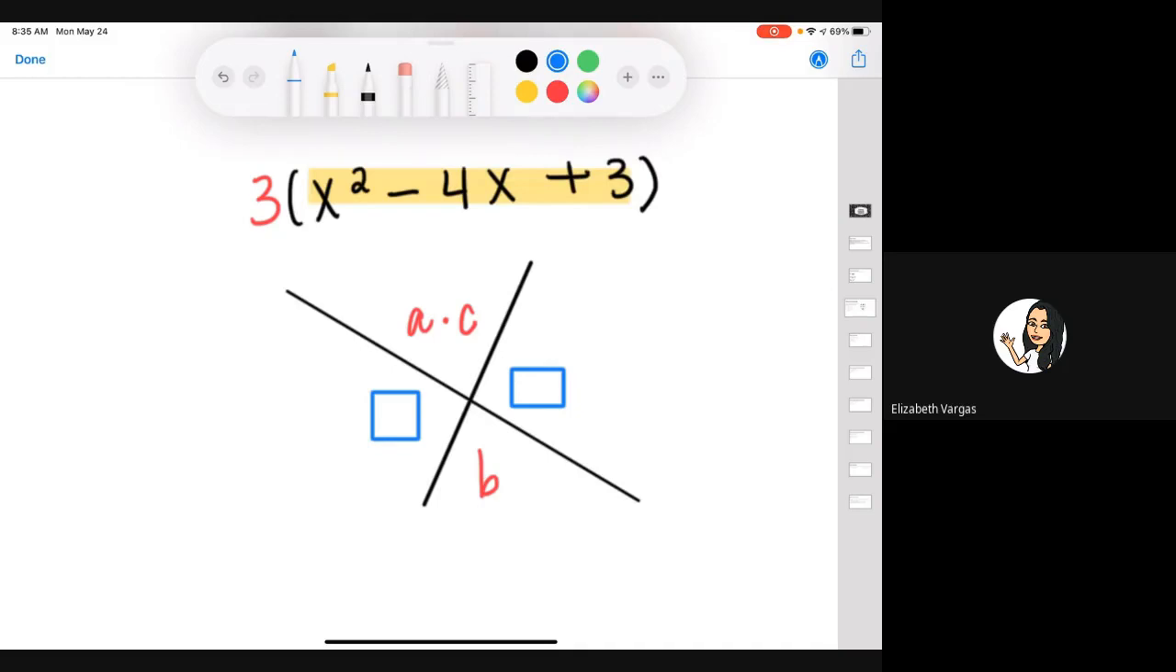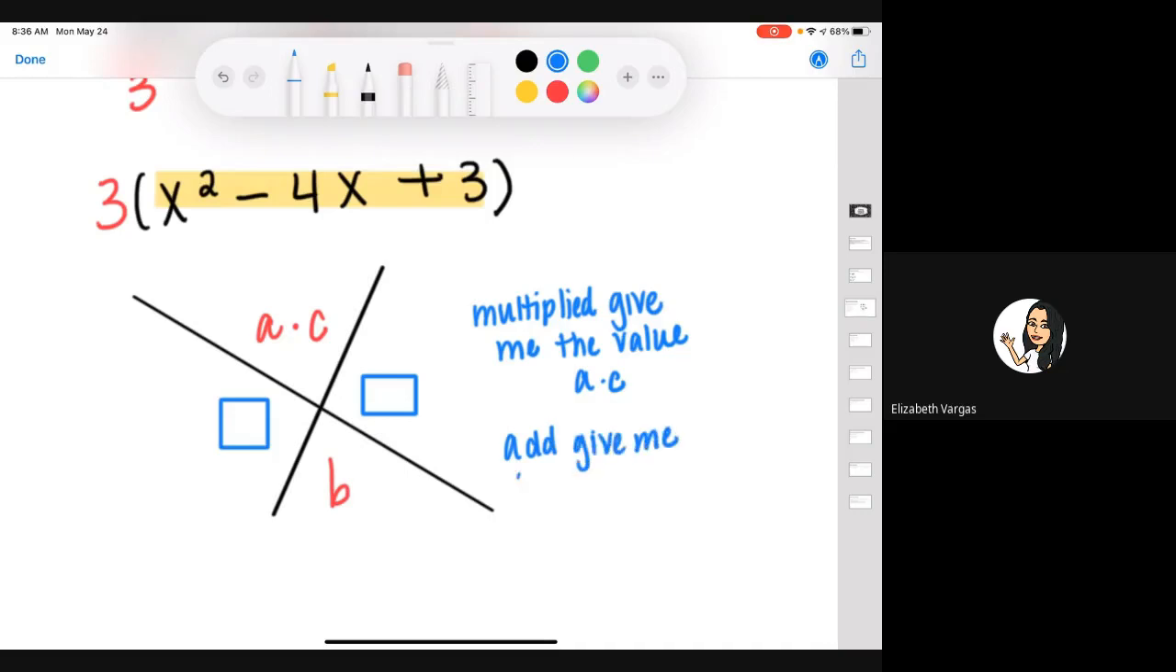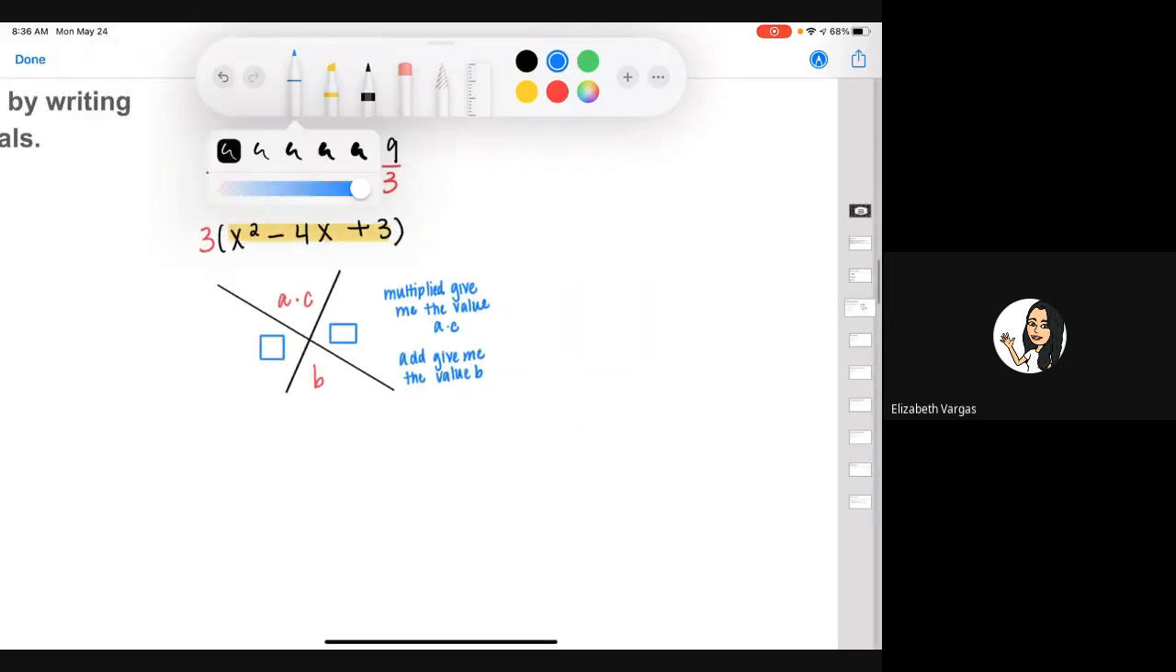Okay, so by using the X method, we'll be able to factor that highlighted polynomial. What you want to do in the X method is multiply AC on the top and put B on the bottom. In these blue boxes, I want factors that multiply together to give me the value A times C, and add together to give me the value of B. This sounds a little bit complicated, but it's fairly easy. So we'll go ahead and look at the X method.